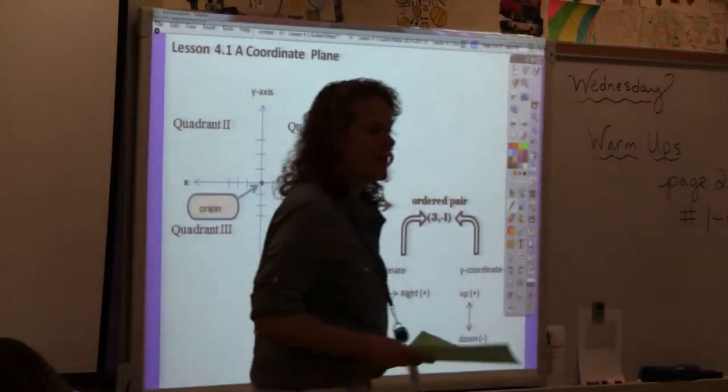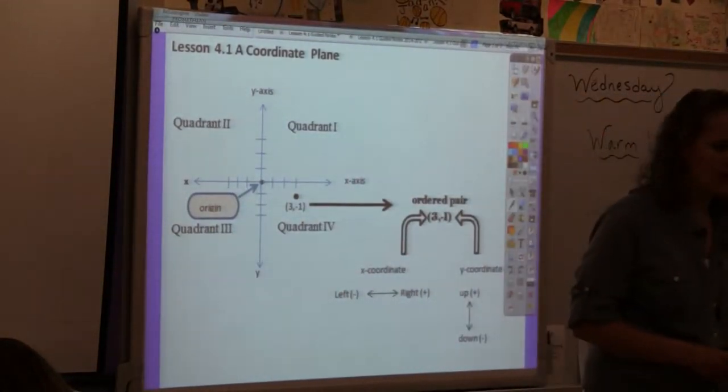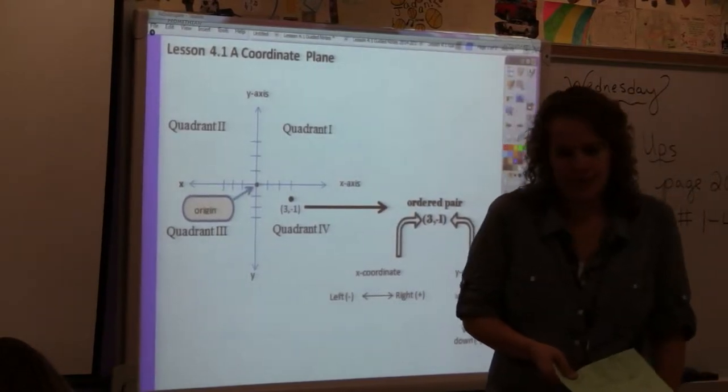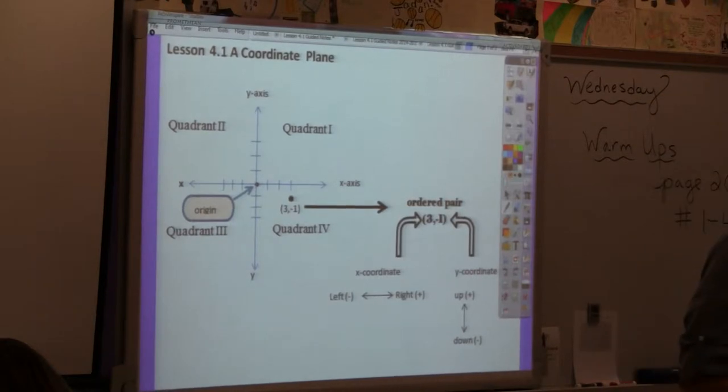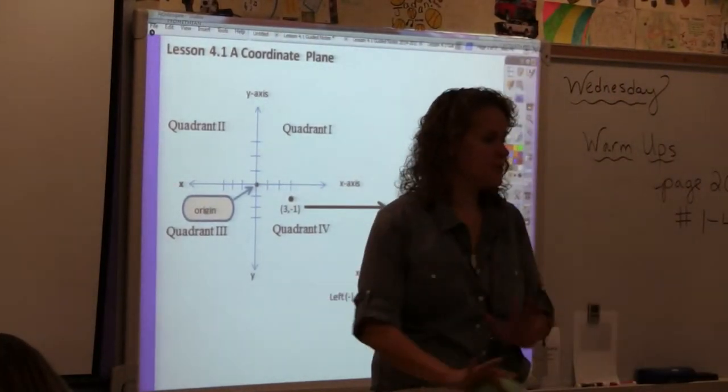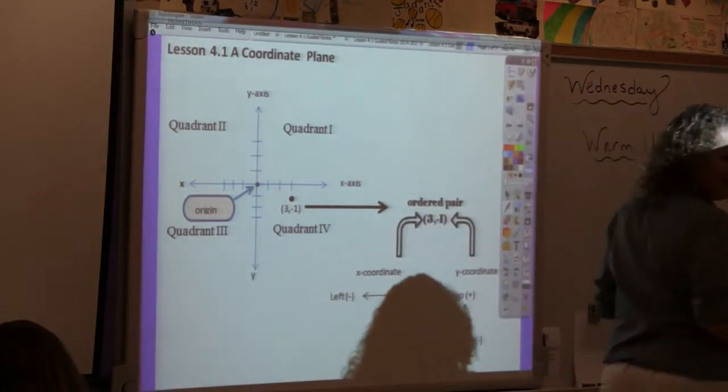We are starting a brand new chapter today. Chapter 4 is all about graphing linear equations. So we're going to be graphing lines. Nice, straight lines. And in order to do that, we gotta get real comfortable with the coordinate plane.